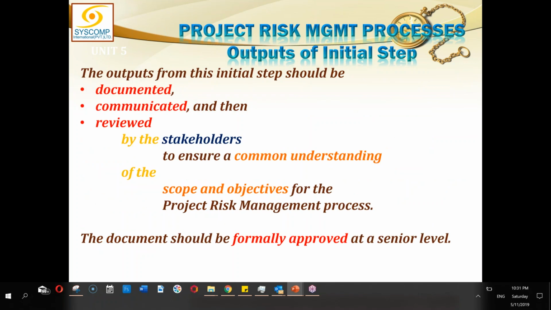The outputs from this initial step should be properly documented, communicated to all, and reviewed by all the stakeholders because these are the stakeholders who are going to vet it. And they must have a common understanding of whatever we have developed and they must be on board. We cannot keep them in the dark. So they must have common understanding of the scope and objectives of the project risk management process. The document should be formally approved at a senior level.